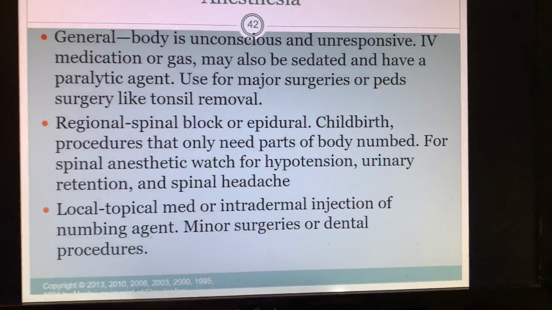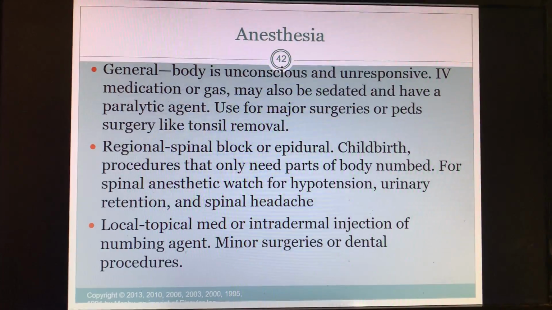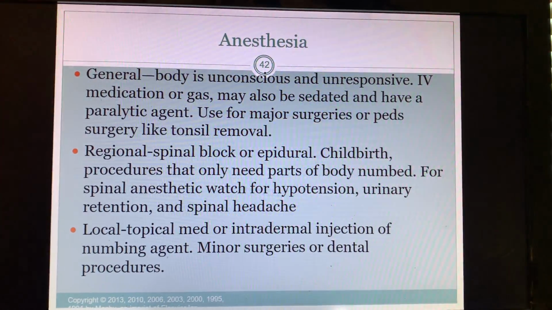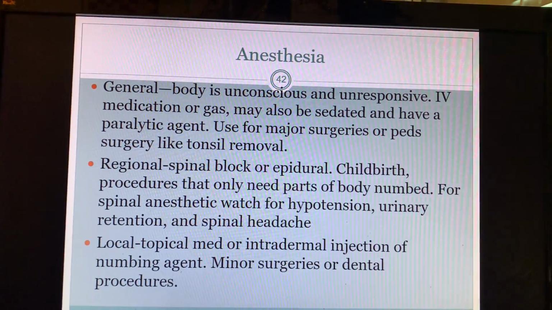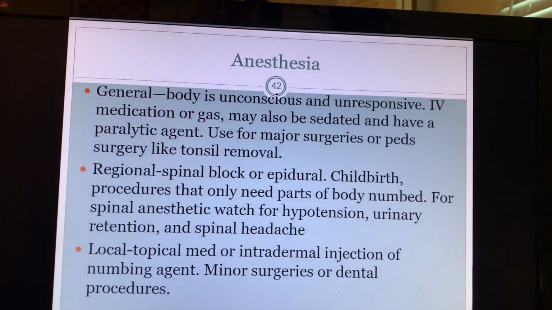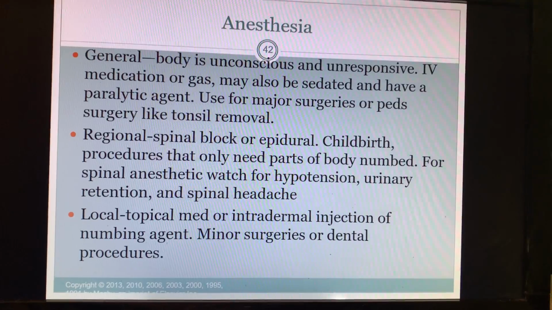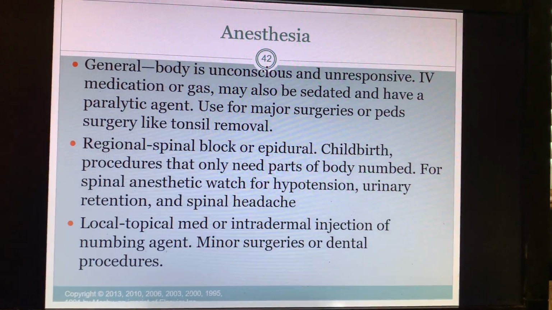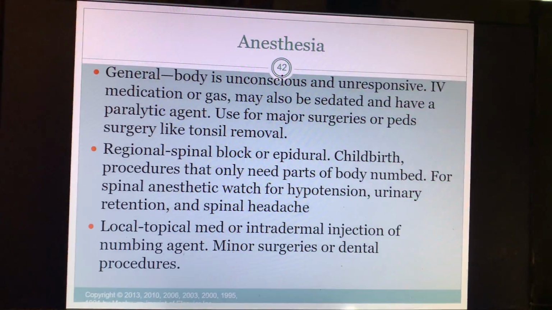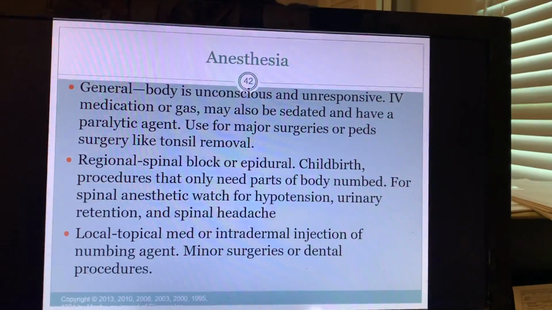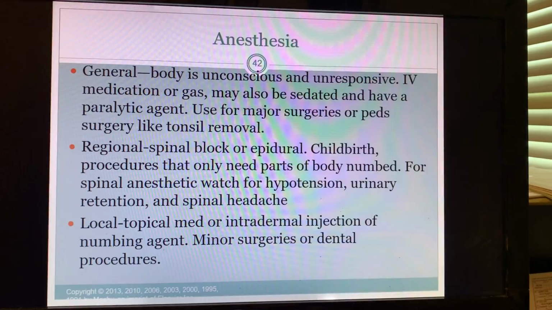Then we have regional anesthetic. This numbs a part of the body for surgery. So it's often used during childbirth or procedures where you only need parts of the body numbed. Like they can do an arthroscopic knee surgery and just numb your legs. So you might get a spinal block, which is a little bit deeper and stronger, or you might get medication in the epidural space outside of the spinal cord.